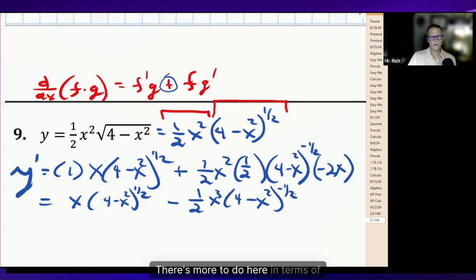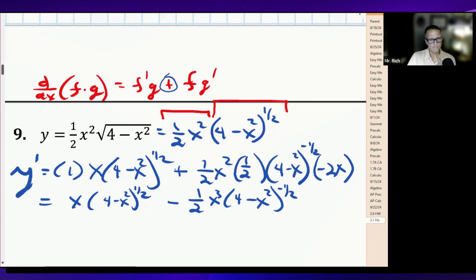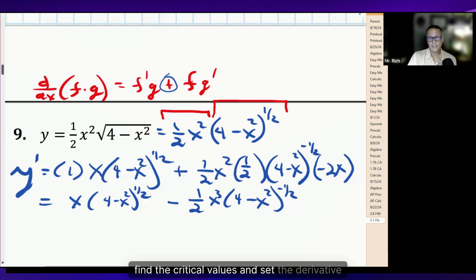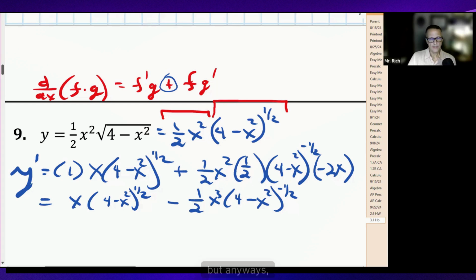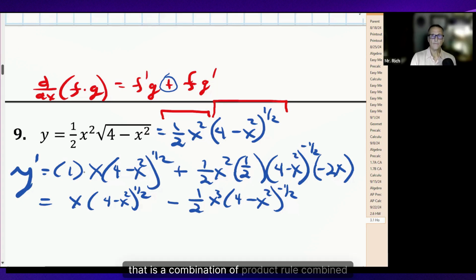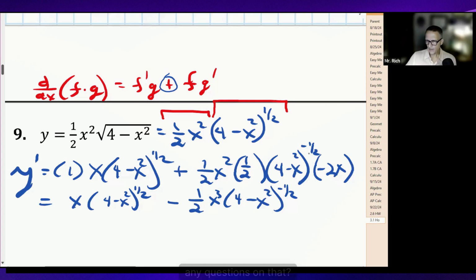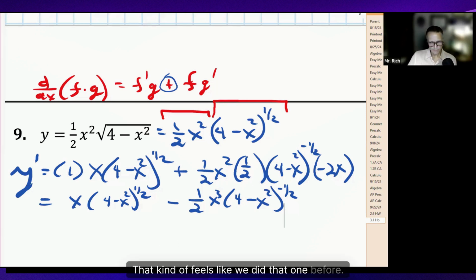There's more to do here in terms of simplification. If I do need to, for instance, find the critical values and set the derivative equal to 0, I'm not going to do that right here. But anyways, that is a combination of product rule combined with the chain rule. All right, any questions on that? That kind of feels like we did that one before.